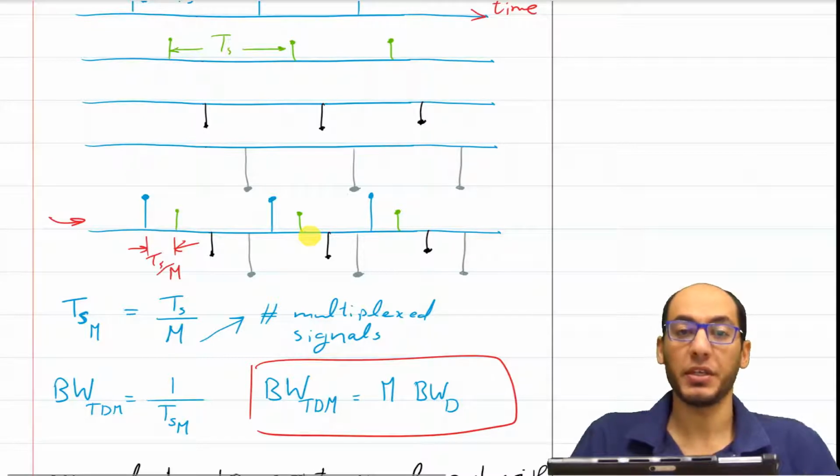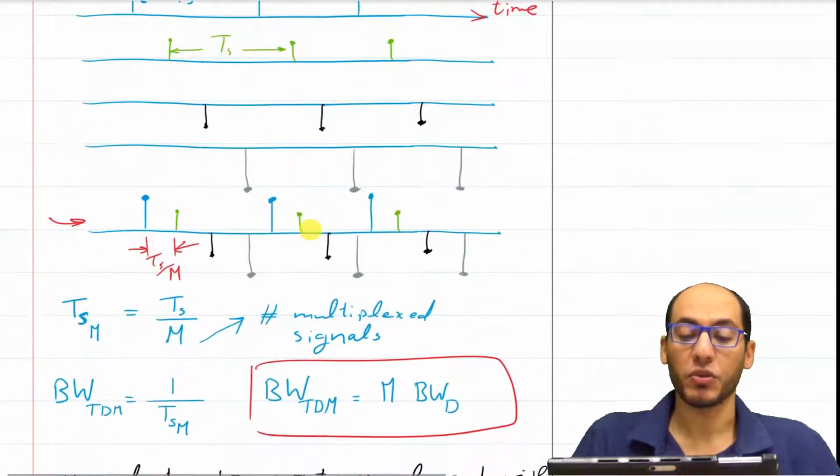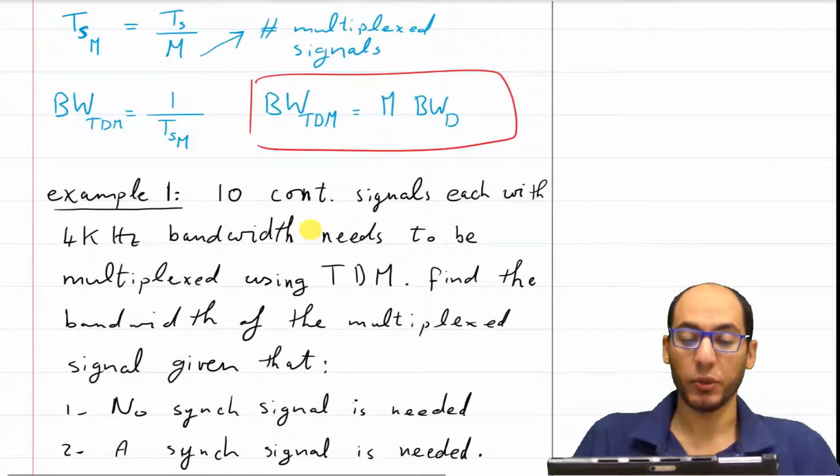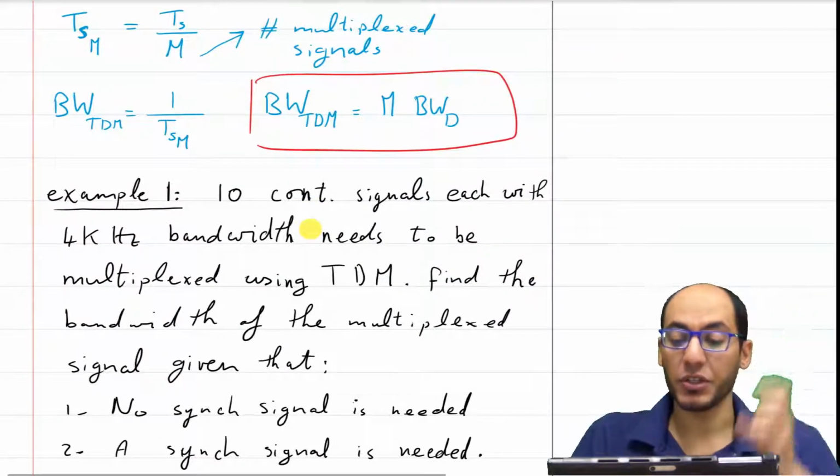Of course, you need to pay something at the expense of transmitting. This comes at the expense of the bandwidth, to transmit multiple signals at the same time. Let's consider this example. We have 10 continuous signals.